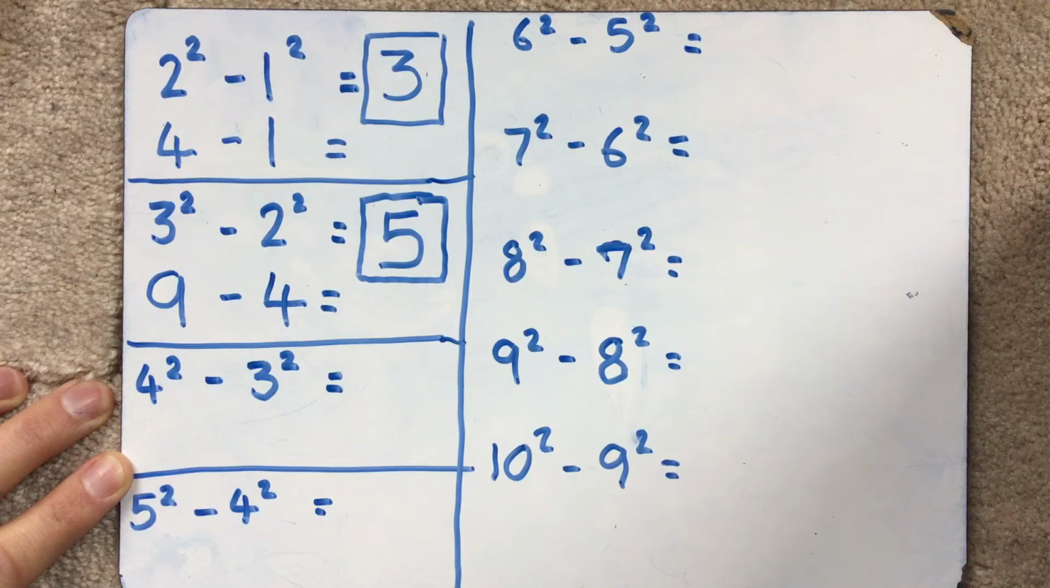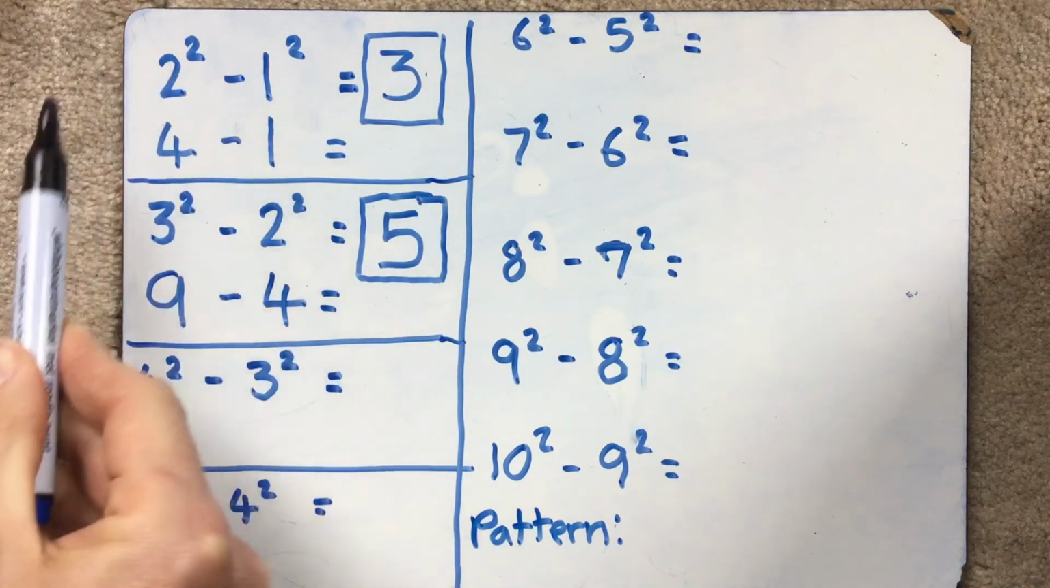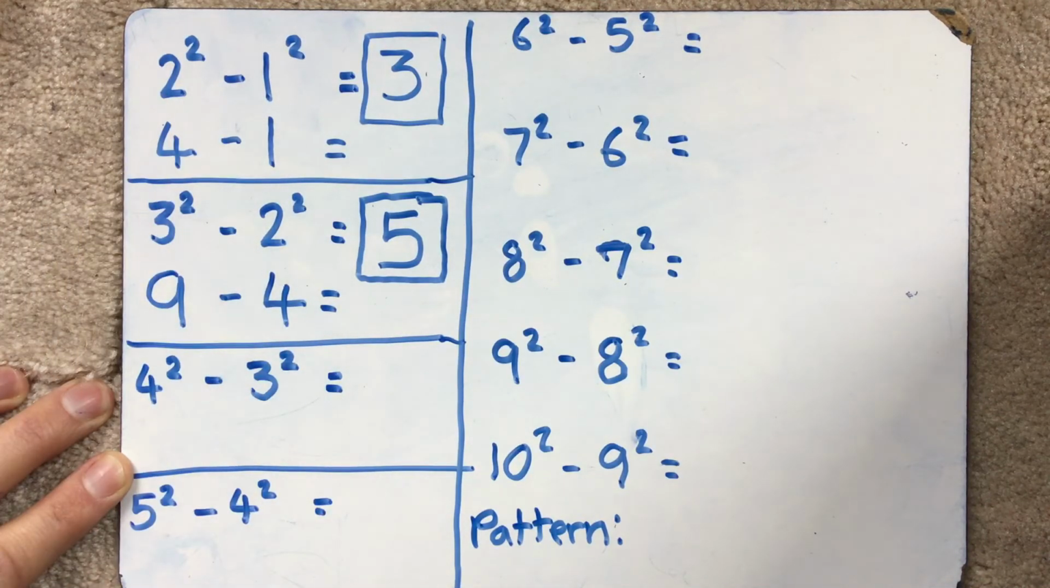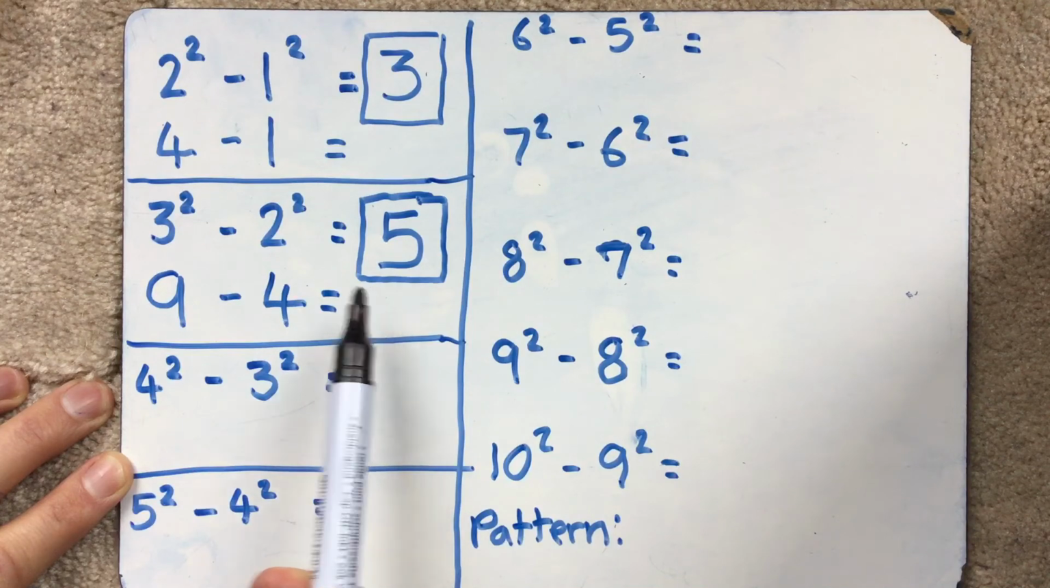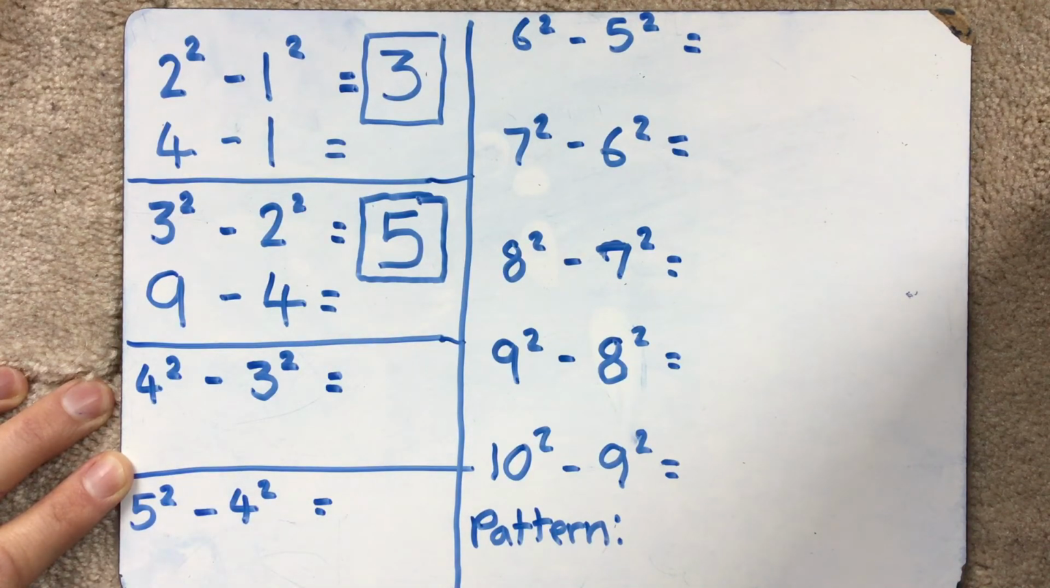And then this is the really crucial part of this learning. Working these out isn't the hard part. What I'd like you to do is write at the bottom of your work what you think the pattern is when you find the difference between consecutive square numbers. And I'd like you to write the pattern. So you can see here already I've got a 3 and a 5. And maybe you could make a prediction before you begin about what you think is going to happen.